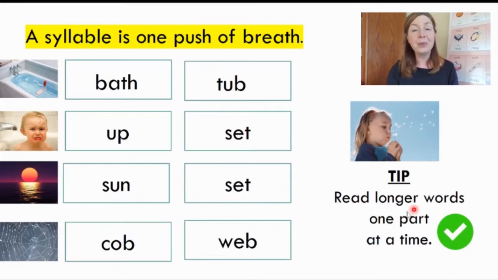Now I have a very important tip for you. When you are reading longer words, words with more than just 1 syllable, we want to read the word 1 part at a time. It makes the word easier to solve. So here's a picture of a bathtub. If we broke the word bathtub into its parts or syllables, we would say bath-tub.